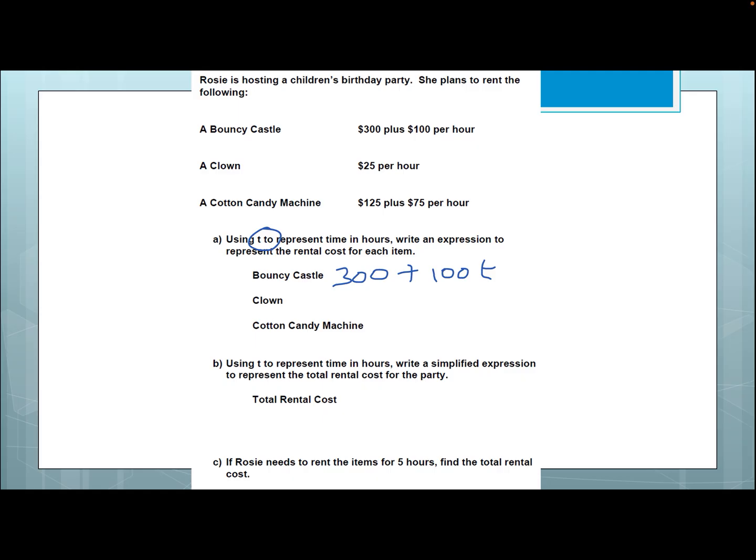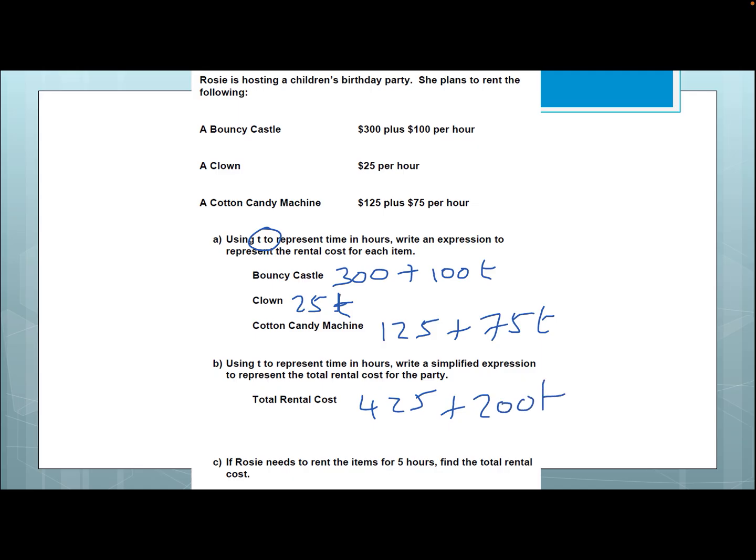A clown is $25 per hour, so that is just 25 times t. That's supposed to be a t. Yep. And the cotton candy machine is $125 no matter what, plus $75 times t. The total rental cost then is just going to be 300 plus 125 is 425. 100t plus 25t plus 75t is 200t.